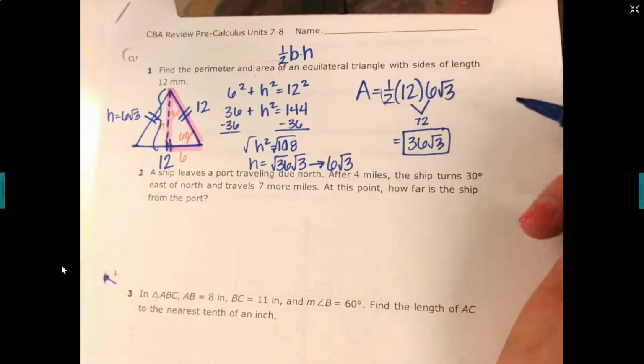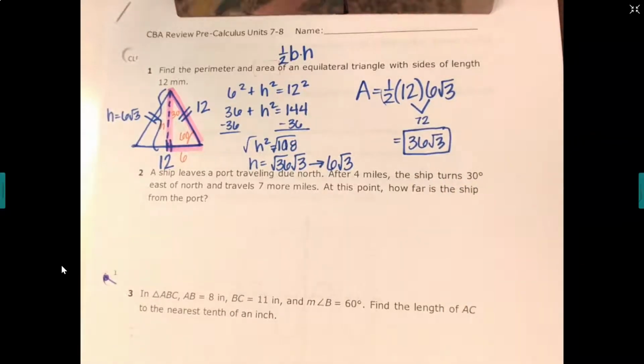Now, quick question. Why can I not combine the 3 with the 36? Because it's inside a what? Square root. And if it's inside a square root, then I can't do anything with it. I have to leave it separate. Does that make sense?